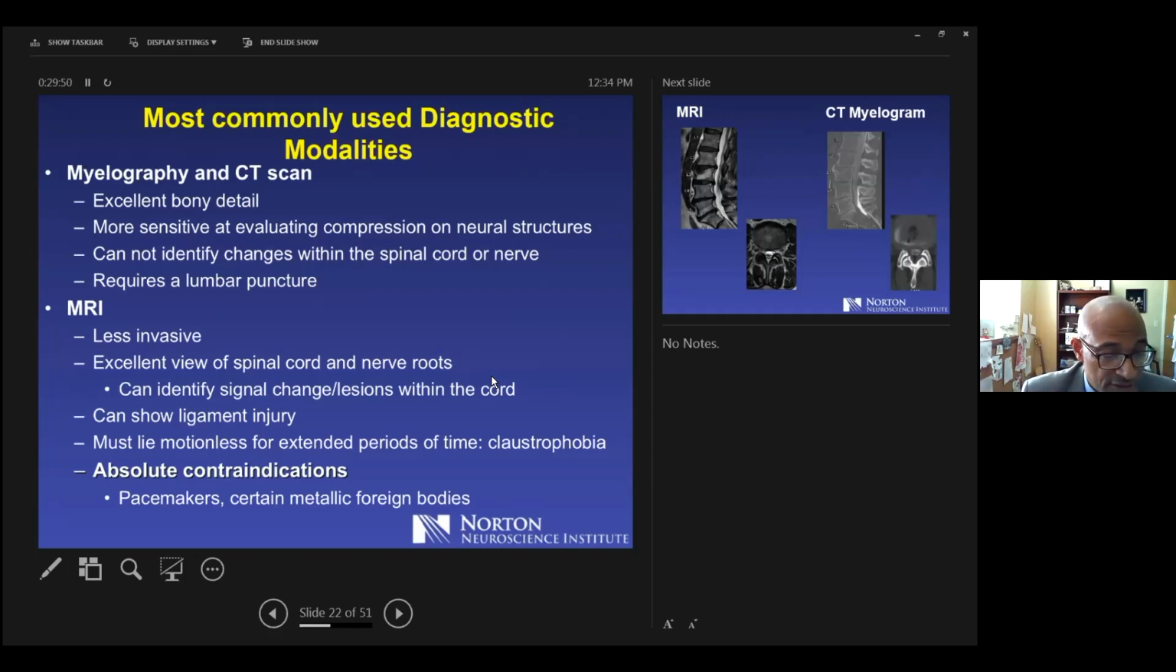And there are certain contraindications to getting an MRI. If they have a pacemaker, or certain metals, so if they have old stainless steel metal in their body, it's going to be a problem. If they have a foreign body, a lot of times it's more difficult or contraindicated to get an MRI.